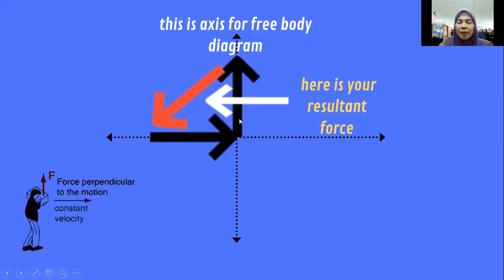The resultant force will be the hypotenuse of the triangle. You have to create a triangle, then that means the resultant force would be your hypotenuse. Here is your resultant force, the red color arrow. This is your resultant force.